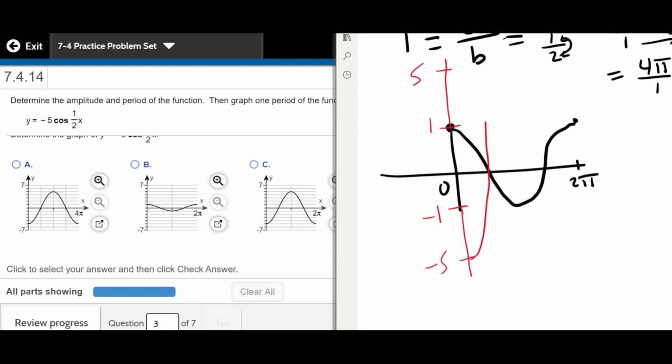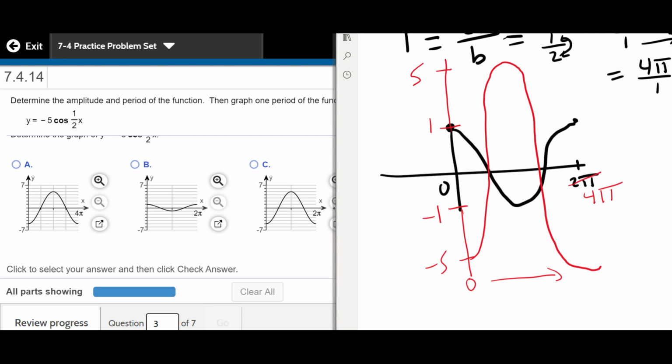So it'll look like something like this, okay? So it's an upside down U shape, and it's stretched. Now the 1/2, what the 1/2 does is it makes the period equal to 4 pi, right? So instead of this being 2 pi right here, this will have to be 4 pi. Okay, so it goes from 0 to 4 pi, all the way to 4 pi.